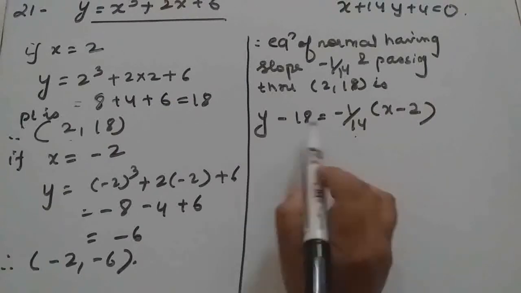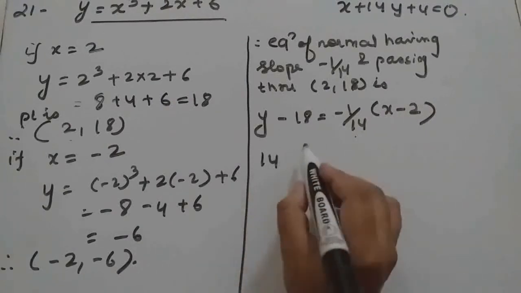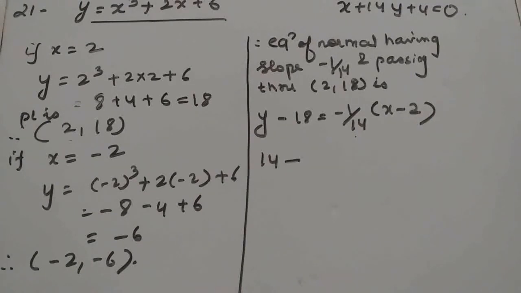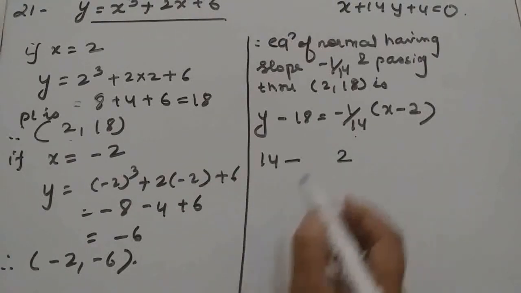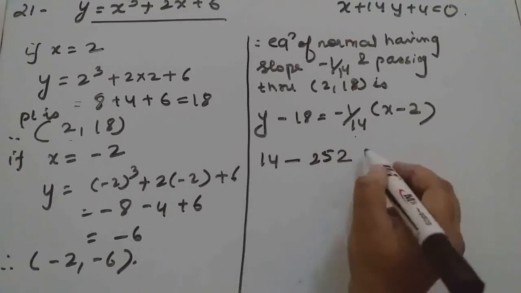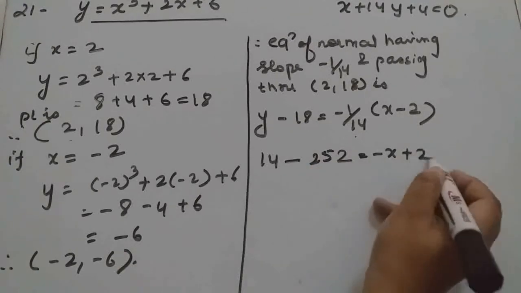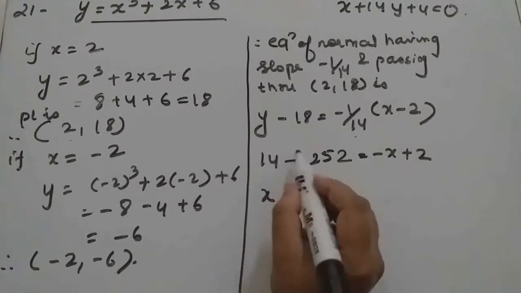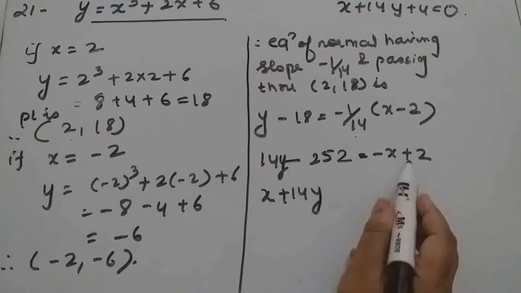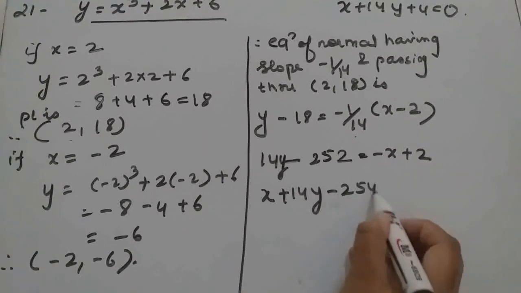From 14 we can multiply. So 14 into 18, 252. So 252 minus x plus 2. So this is y. x plus 14y, and this will give minus 254.